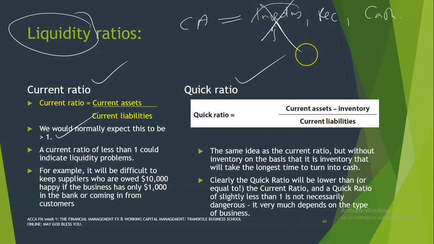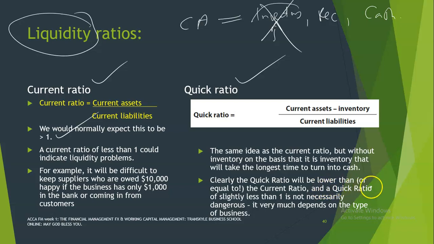Why? Because the inventory is not that liquid. In as much as it can be sold, sometimes it might take time to sell that inventory. So we need to remove it from the picture if we are calculating the quick ratio. So we remove the inventory from the total current assets, then we divide by current liabilities. It is the same idea as the current ratio, but without the inventory, on the basis that it is inventory that will take the longest time to turn into cash.